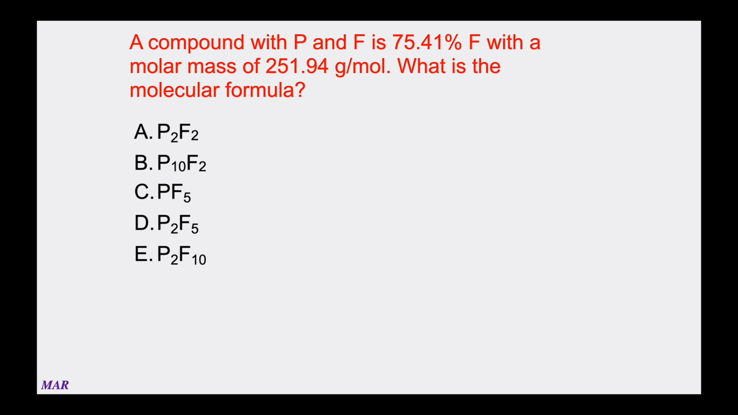You first want to find the percentages of P and F, and then turn them into grams, assume 100 grams, turn them into moles of P and F, and then compare them, all right? And you should get an empirical formula, some kind of PXFY, if you will, doesn't matter. Whatever you get, find the molar mass of the empirical formula and compare it to the molar mass of the whole thing, 251.94. That will be a whole number ratio, and that will be the number you multiply your empirical formula by to get the molecular formula.